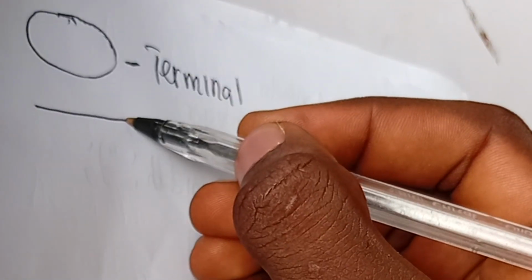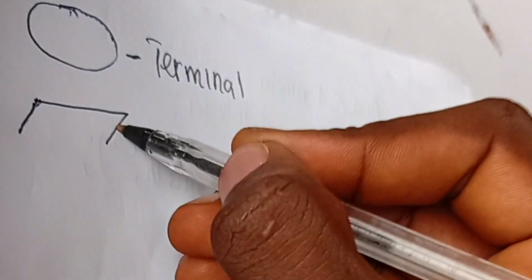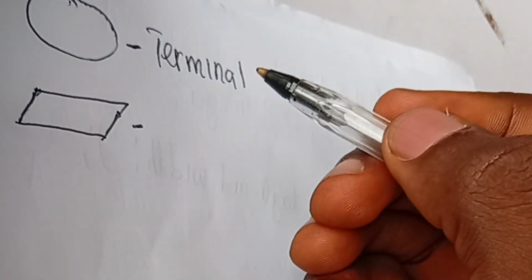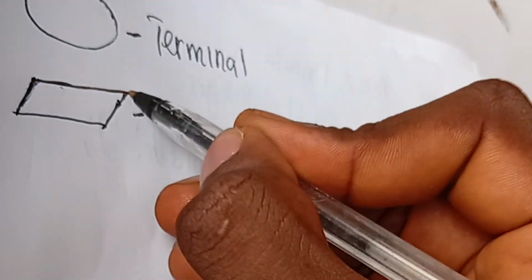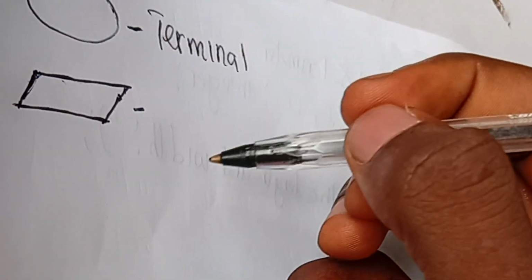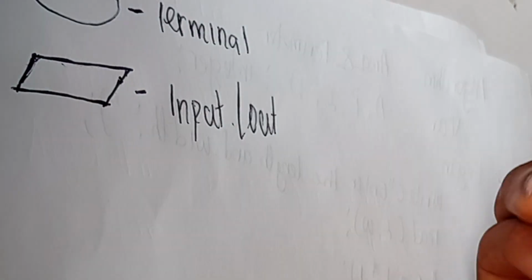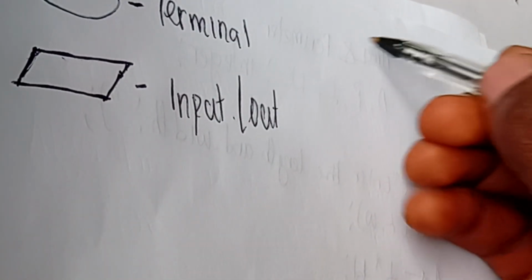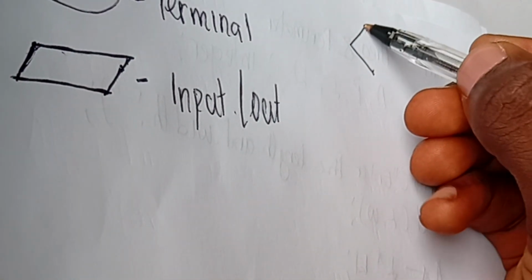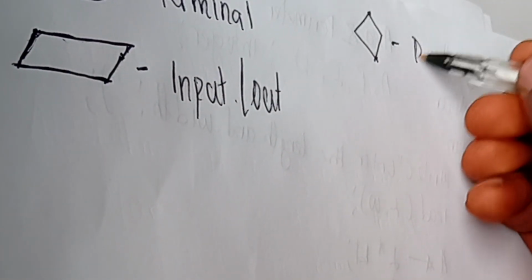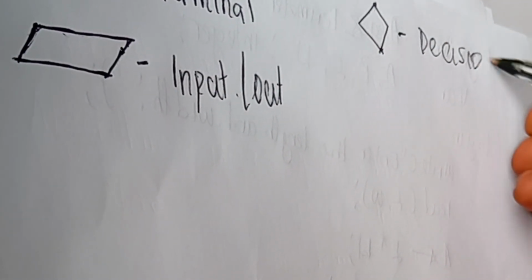Now this shape right here, yes, I'm guessing you guessed the shape correctly because I drew the shape correctly, so I hope you guessed it correctly. Yes, it is the shape you're thinking of, a parallelogram. It signifies input or output in a flowchart. Then the next shape we are going to be looking at is this one here. Yes, it's the diamond, and it signifies a decision.